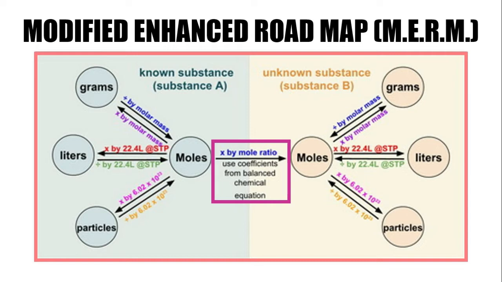In this kind of problem, you have the known substance and the unknown substance. If you're given the grams and you want to get, let's say, the number of particles of the unknown substance, you just have to follow the pathway: grams A to moles A, times the mole ratio, which will give you the moles B and the particles B. To make it clearer, let's have an example.